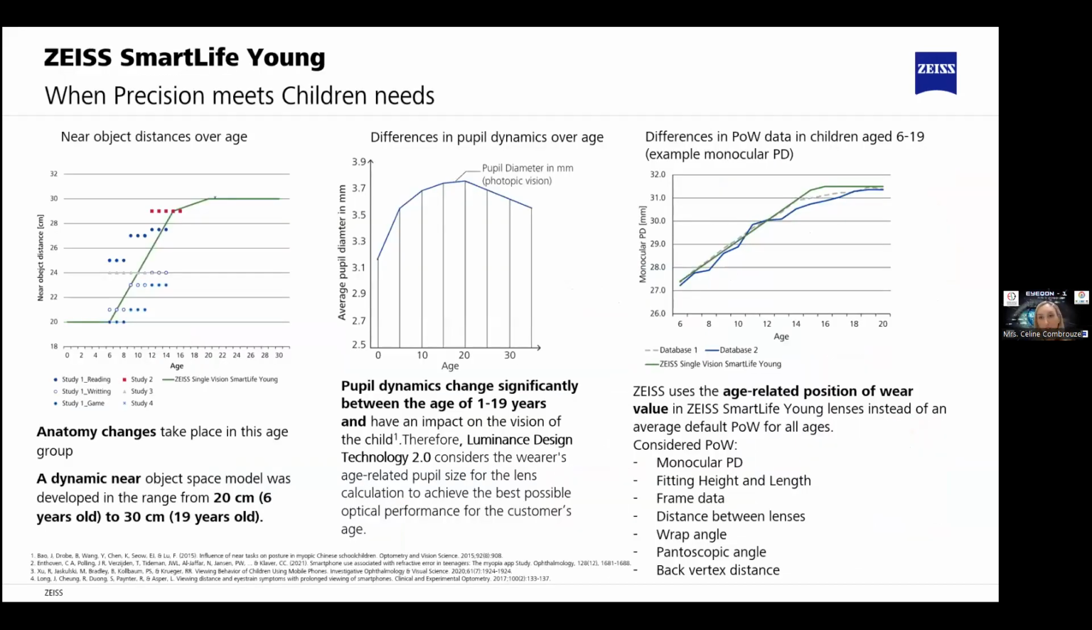We made studies to optimize the vision field for children. What we saw is that the near object distance over age is really different. When it's 20 centimeters for a 6-year-old child, it's 30 centimeters for a 19-year-old child. So very different. Pupil dynamic is also growing up and having a big impact on quality of vision. And then, as you know, we are doing a lot of customization, and all those parameters like PD, of course.